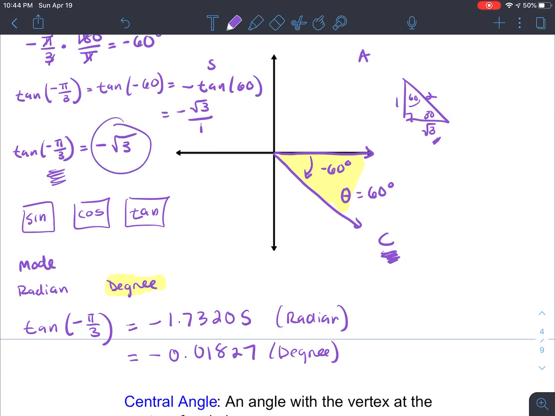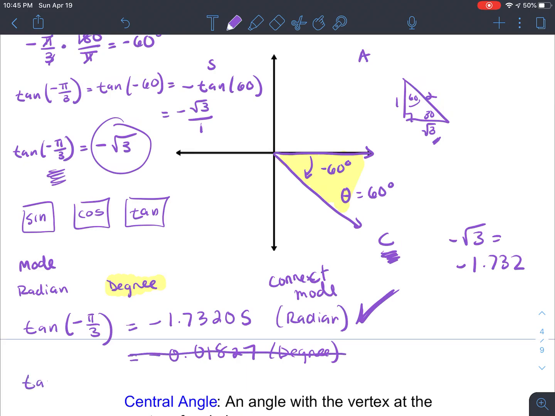But if we take a look at this exact value, negative radical 3 is equal to negative 1.732. So it's clear that this is the correct answer. So you want to make sure you are in the correct mode. Okay, that only works for degrees.